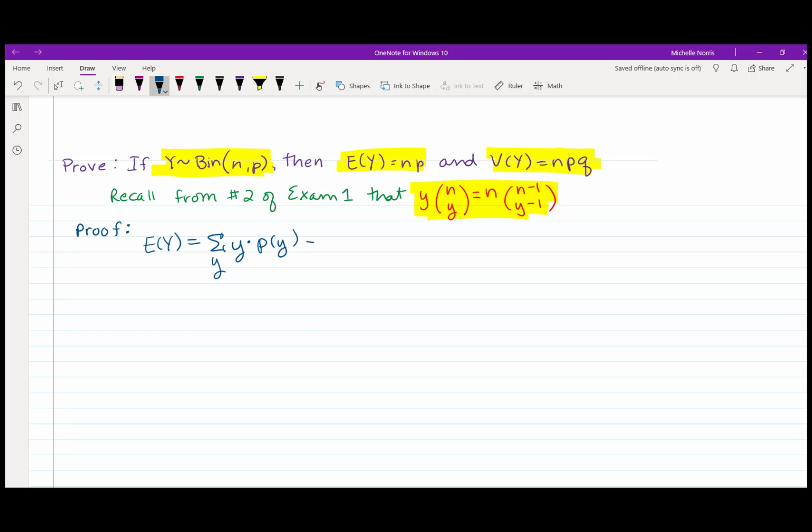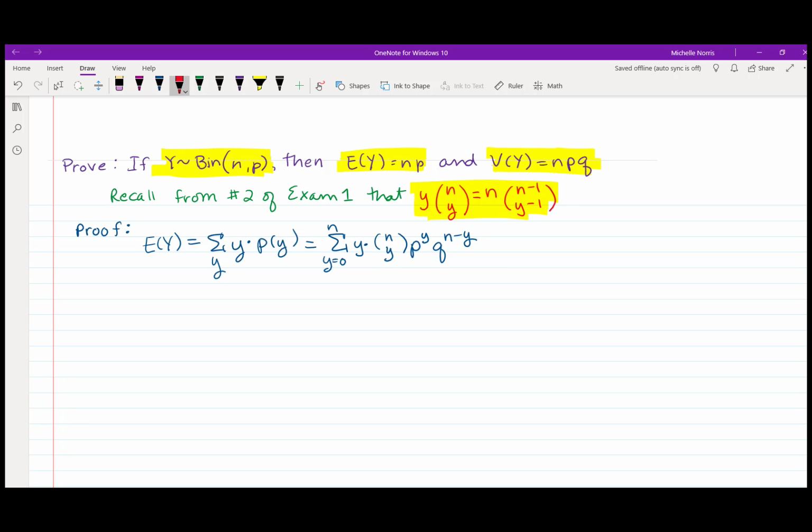Because we know y is a binomial random variable, we can now plug in the probability of each y. So the probability of a specific value y is going to be n choose y, p to the y, q to the n minus y. And for this binomial, there's n trials. So y is going to go over, assume the value is 0 up to a maximum of n.